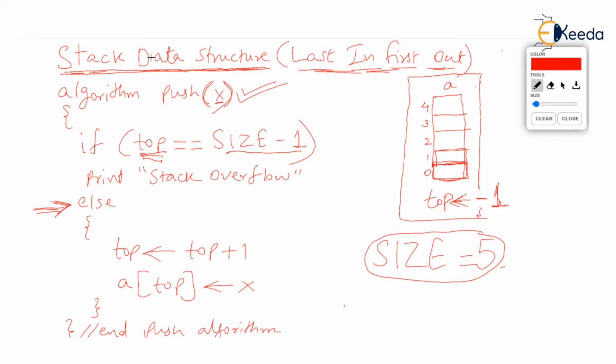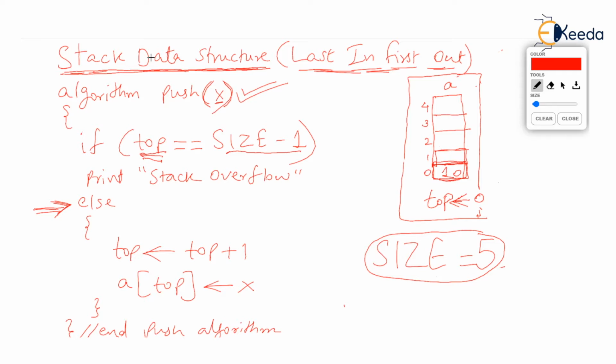Top should become top plus 1. So top which was -1, check I am updating the value of the top. Top which was -1 will increase by 1. So top will become 0. And the next line says A top should become x. A top means A0. A0 should store the value 10. And that's it. That's the end of else and end of the push algorithm.